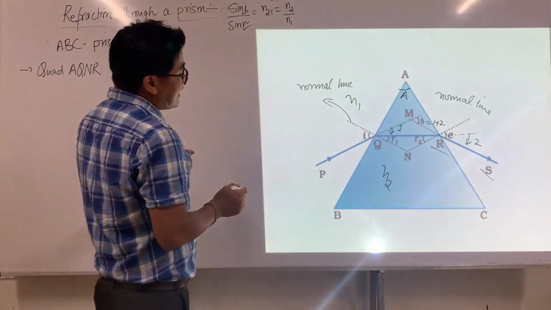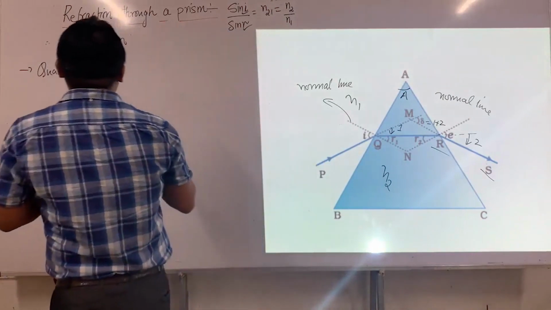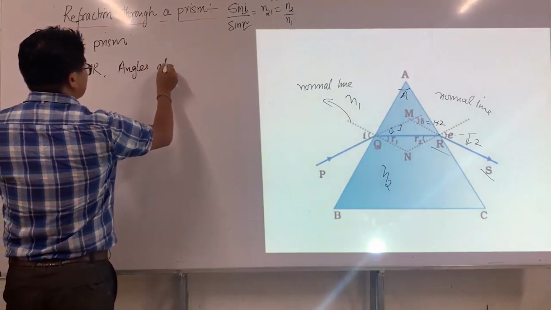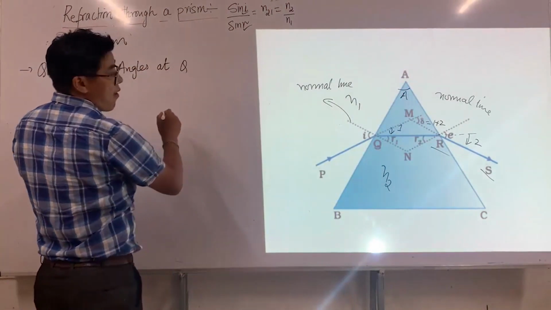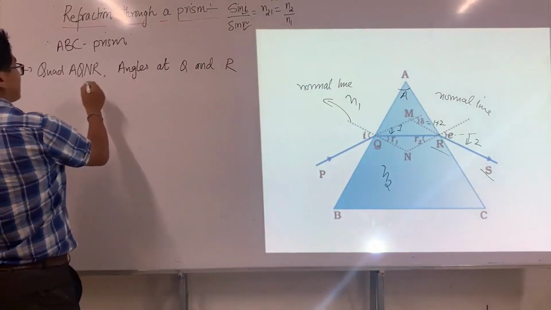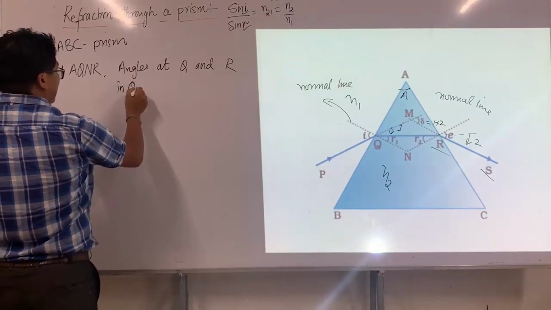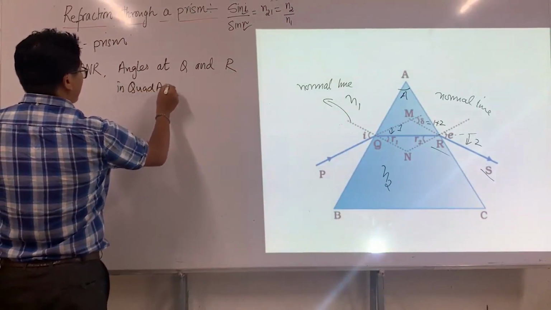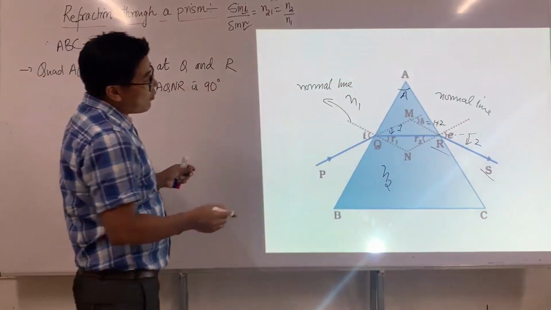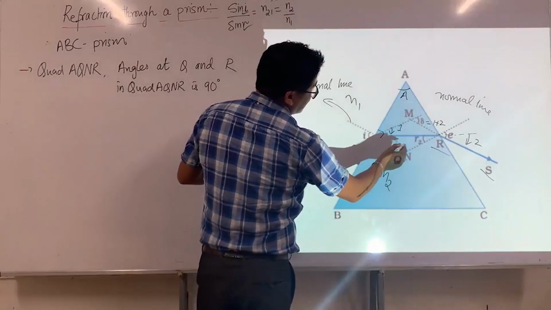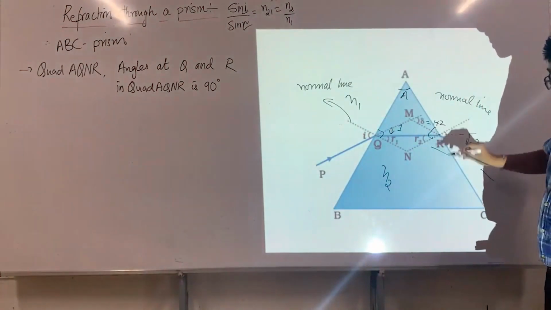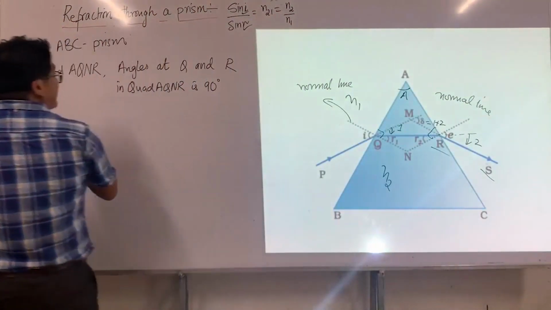Once I take this quadrilateral, the angle at vertex Q and the angle at R in the quadrilateral A, Q and R are 90 degrees. These two are 90. Why? Because these two are normals. This is a normal. Therefore these two angles are 90 degrees.